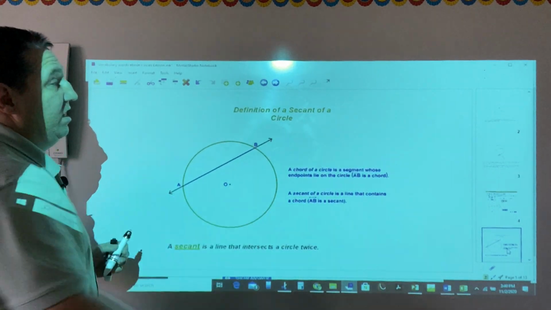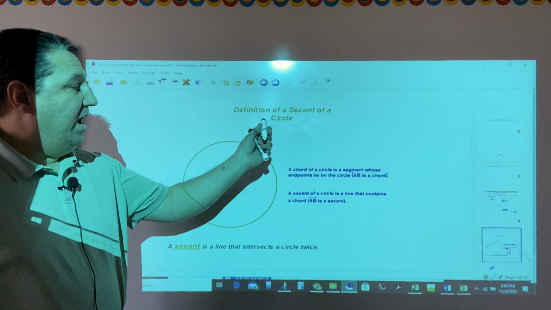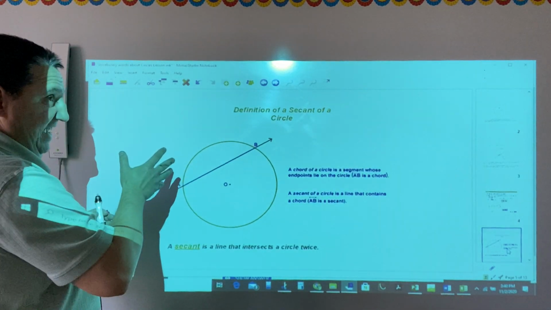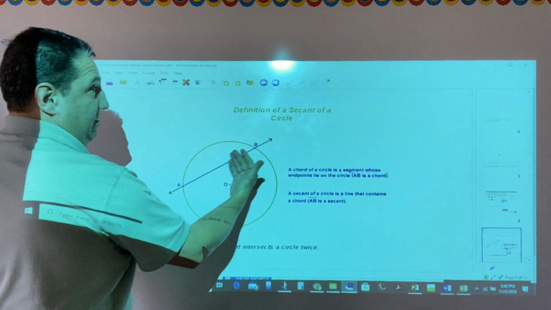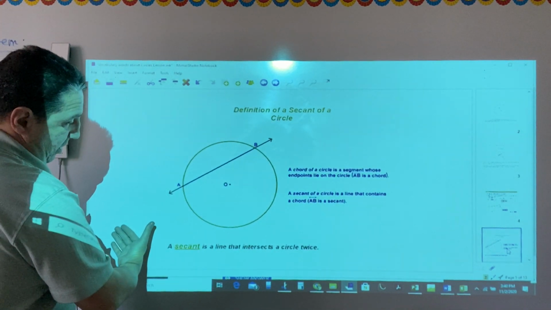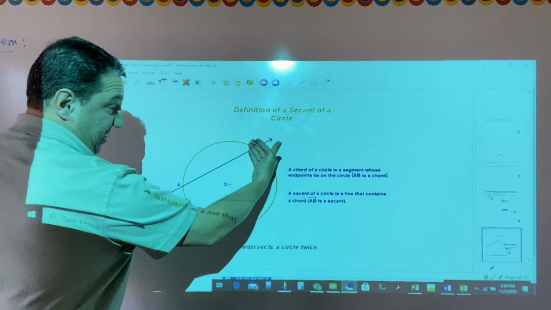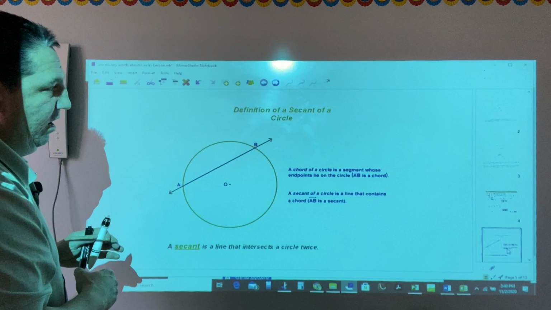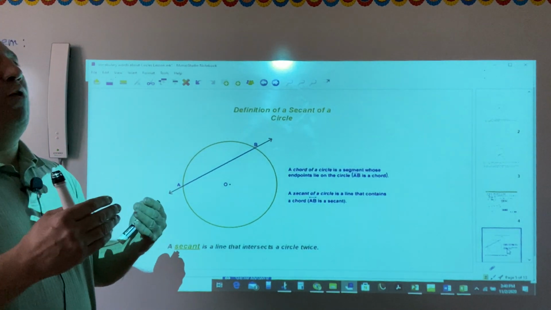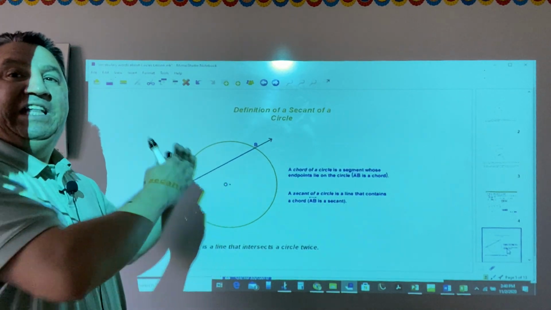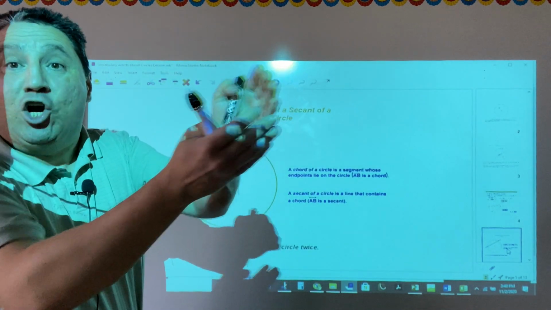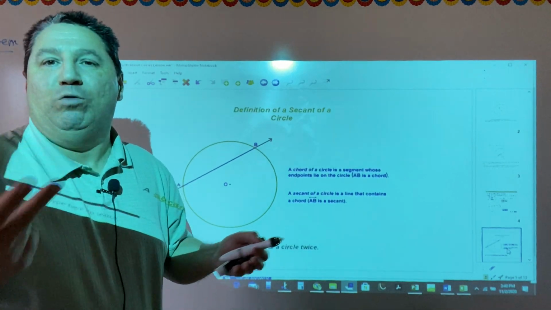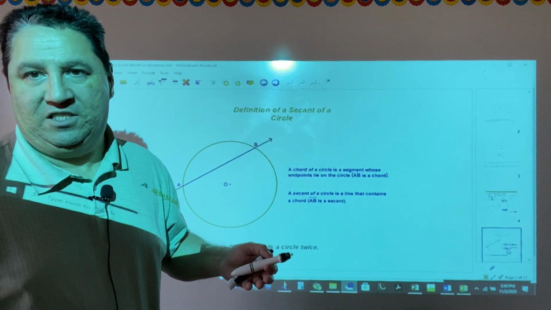Another part of a circle is secant. Yeah, secant. Secant of a circle is a line that intersects a circle in 2 different points. Now, probably you'll ask me, what is the difference between a secant and a chord? Because both intersect a circle in 2 different points on the circumference.